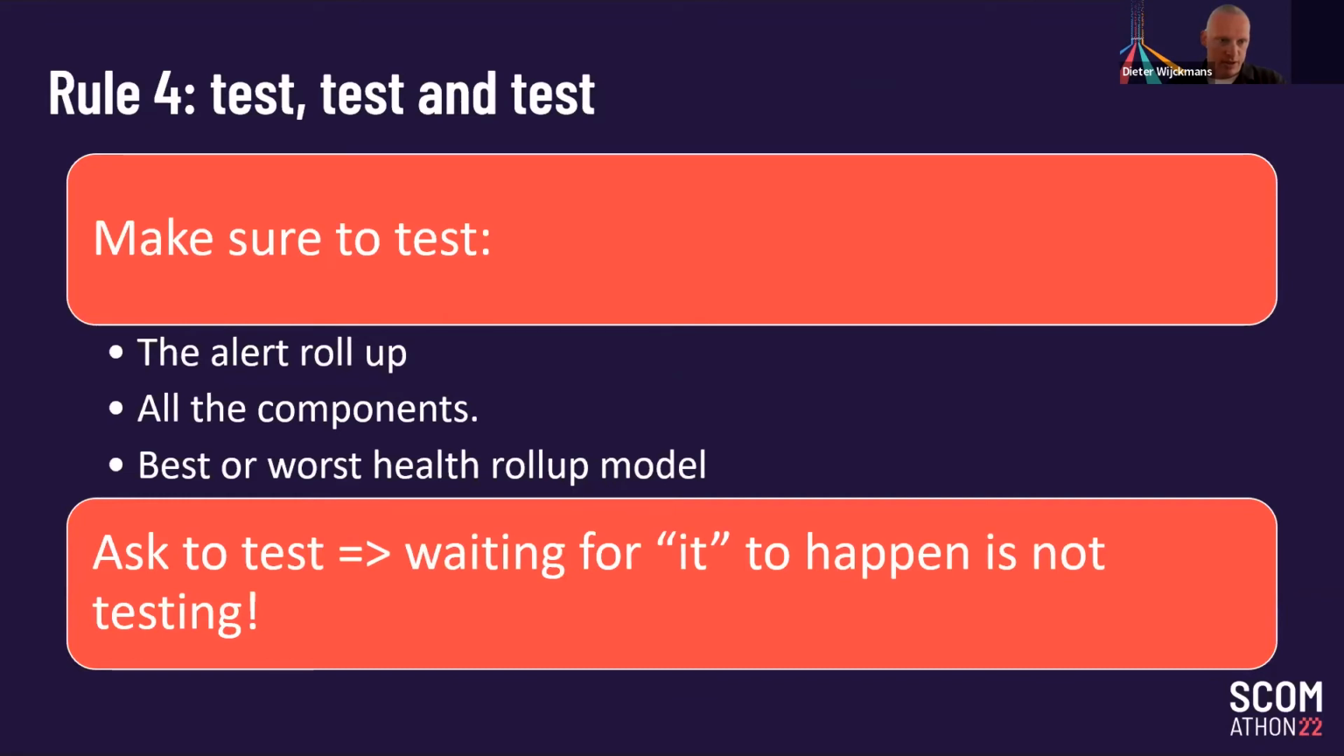Rule 4, test, and then test what you've been testing. Make sure that you test the alert rollup, that you have all the components tested, and the best or worst health rollup model. In the beginning, when I started with Ops Manager, this was kind of obscure for me, but the best or worst health rollup model really makes sense. It's an example I give all the time. If, for example, your company has a web shop and the web shop is running, but one of the web servers is crashing.